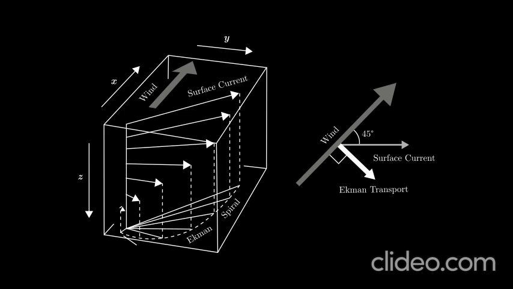Ekman transport represents the net effect of this motion. Averaging across all layers, the water is transported at 90 degrees to the wind direction, clockwise in the northern hemisphere and anti-clockwise in the southern hemisphere.